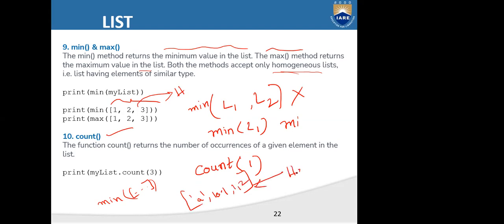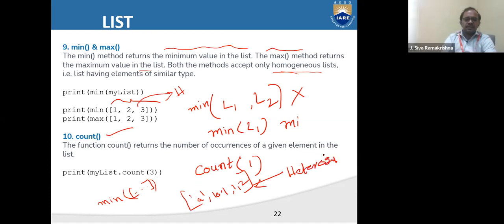So what is this list now? This is a heterogeneous list. So we cannot perform this min max operation over this heterogeneous list. There is a condition, right?